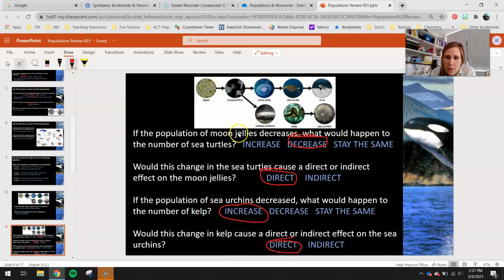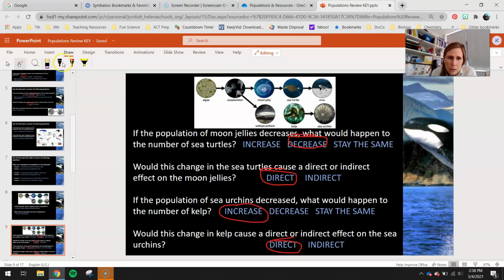If the population of the moon jellies decrease, so you guys can go ahead, hopefully mark this up if that helps you, if you didn't already do that in the instructions. But if the population of moon jellies decreases, what would happen to the number of sea turtles? Well, if there's less to eat there, they're also going to decrease. So decrease, and that's going to be a direct effect.